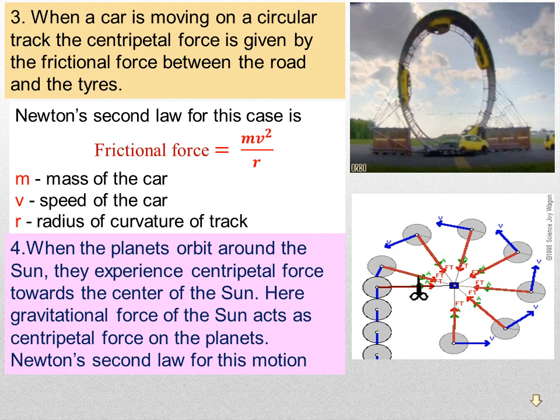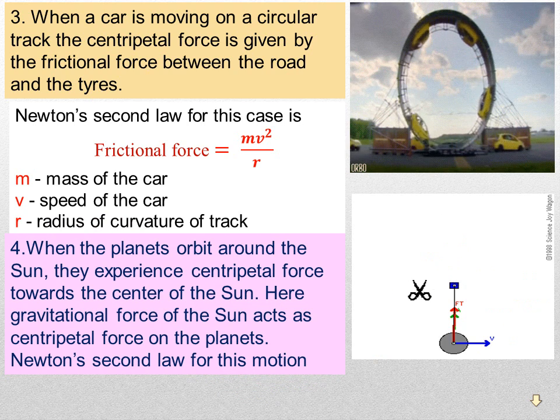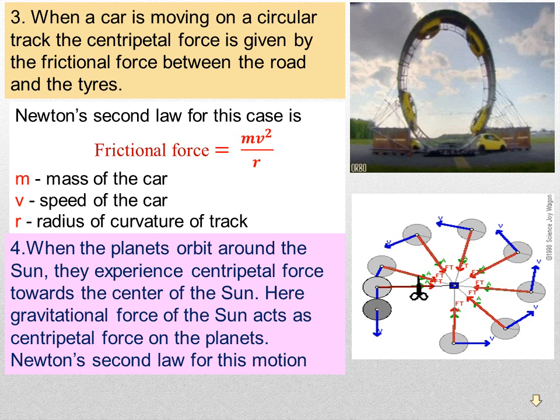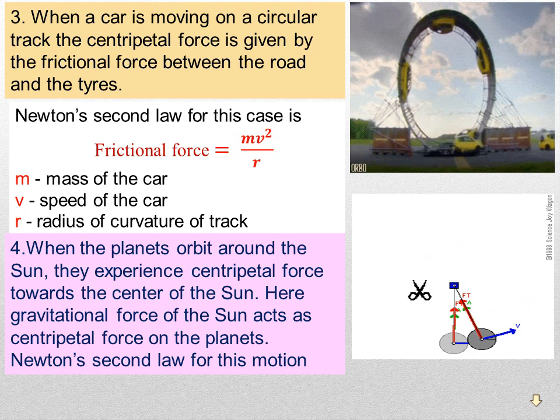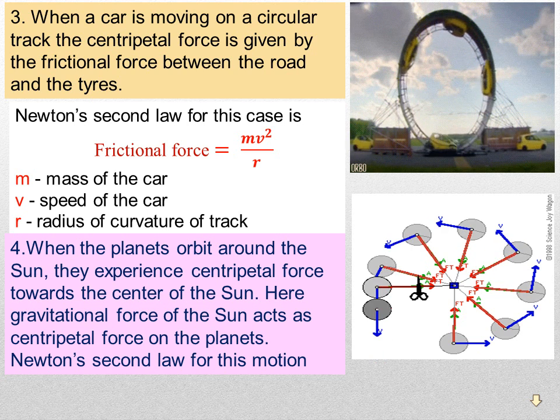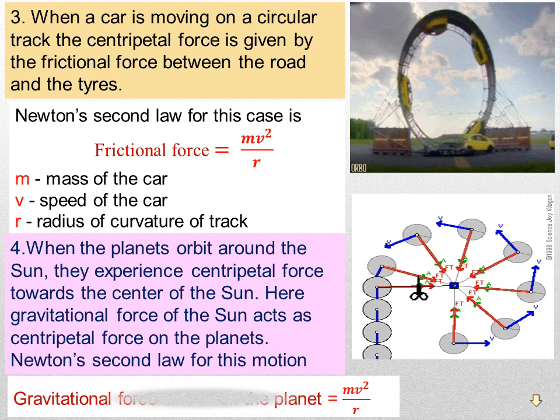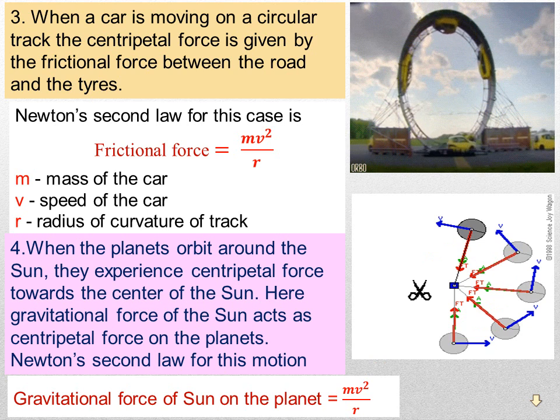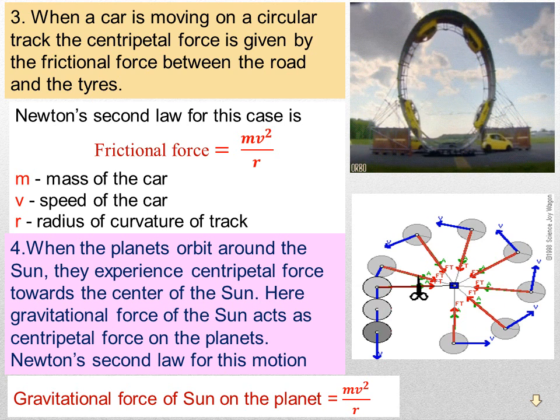The fourth one, when the planets orbit around the sun, they experience centripetal force towards the center of the sun. Here, the gravitational force of the sun acts as a centripetal force on the planet, and according to Newton's second law of motion, the gravitational force of the sun on a planet is equal to mv square by r.